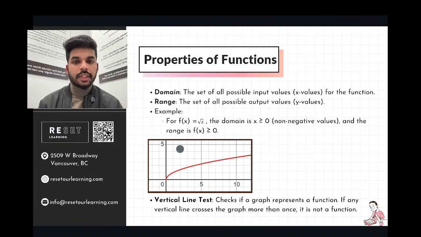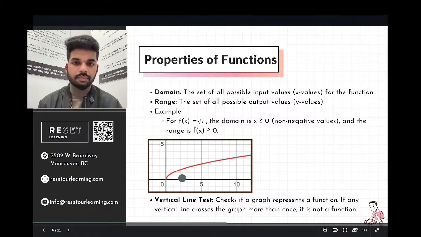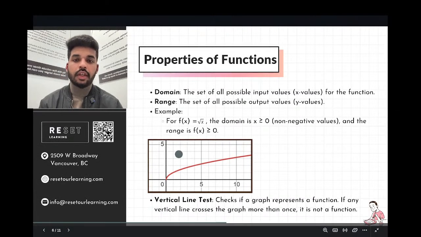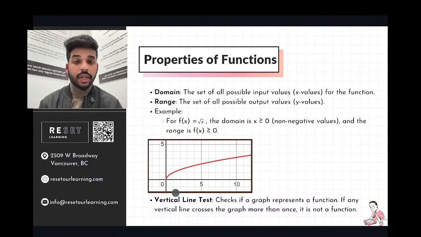If your line, at any given point, passes the graph more than once, then it's not a function. So for example, let's say I had a function like this parabola, think of it as extending to this side. In that case, if I draw a vertical line, it's going to pass the graph twice. So that means we have two possible outputs for one possible input, which is not possible.